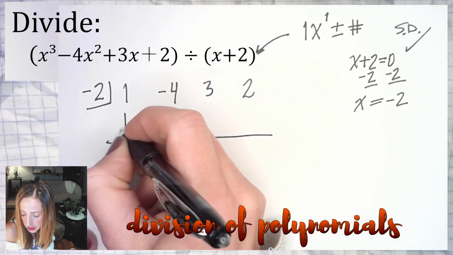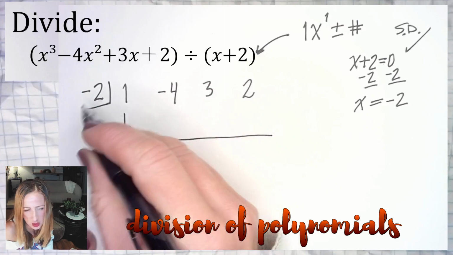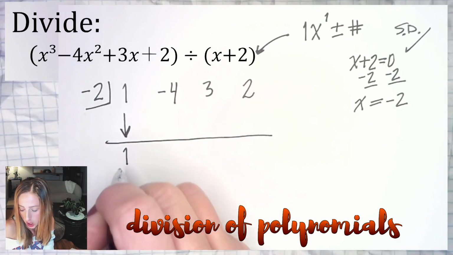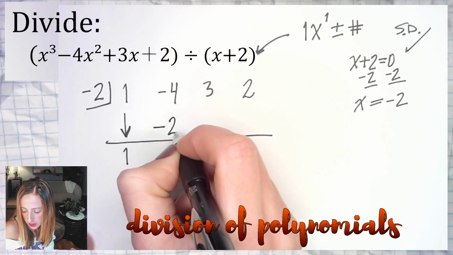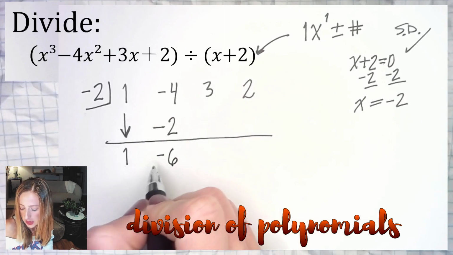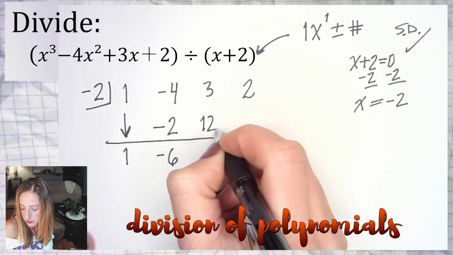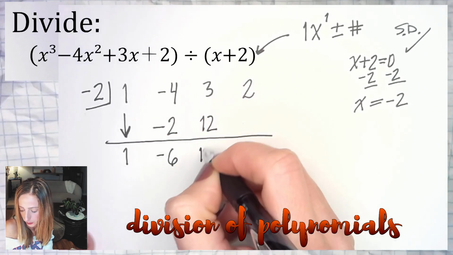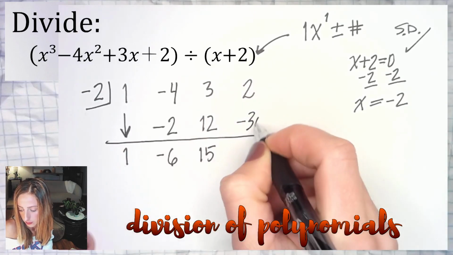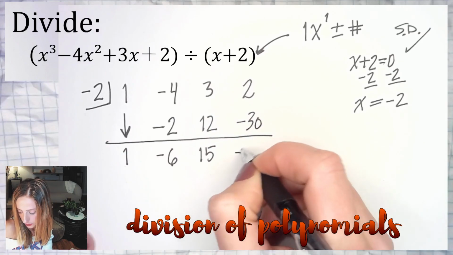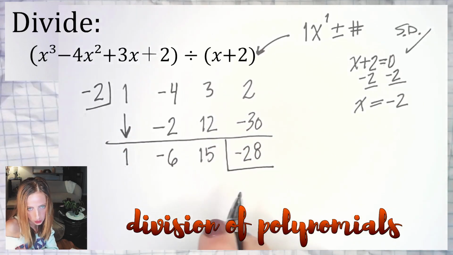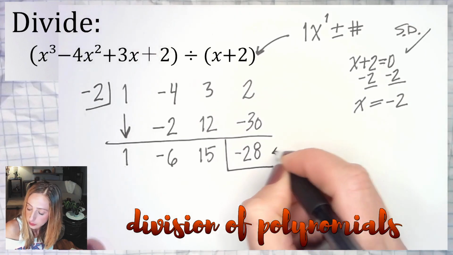So here's what I was saying. You're going to drop down the 1. It doesn't become negative 2 already. You're not multiplying. After this is where we start. Bottom times box. We write it there. Add them straight down. Repeat. Bottom times box. Add them straight down. Repeat. Bottom times box. Add them straight down. This last box that I'm boxing off there, that is our remainder.